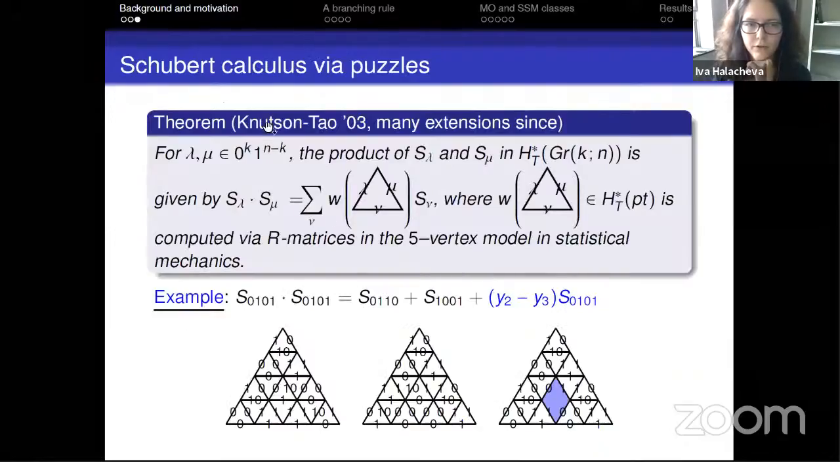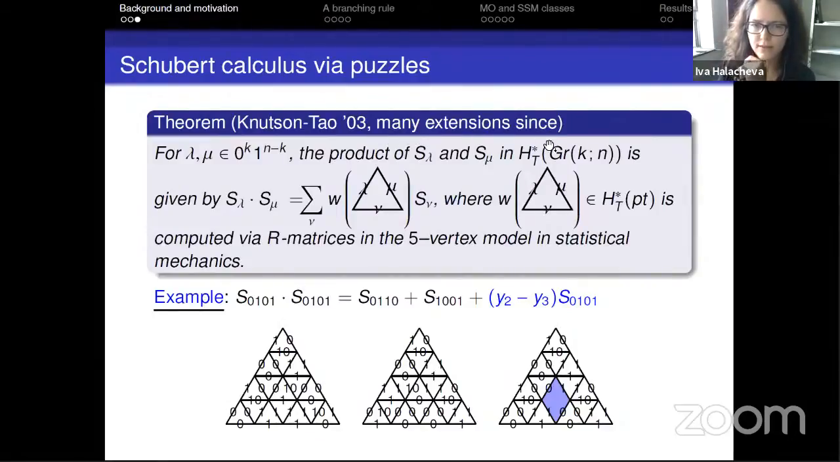So there's a theorem by Knutson and Tao from 2003, which has had multiple extensions since. Again, we're working in the Grassmannian setting, and in that case, the Schubert classes can actually be indexed by binary sequences. So a binary sequence that contains k zeros and n minus k ones is what this notation means. And so to understand the structure constants here, we're looking at a certain Boltzmann weight constructed using these combinatorial puzzles that I've drawn at the bottom, some examples of.